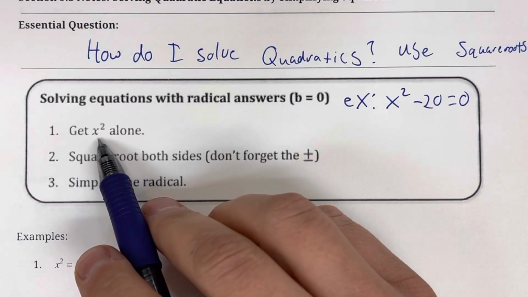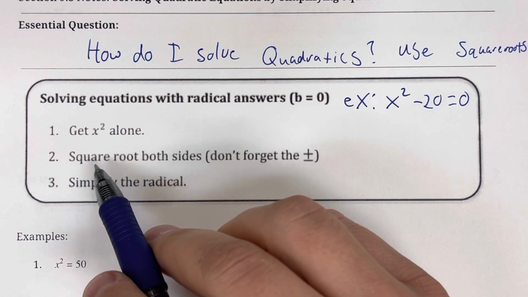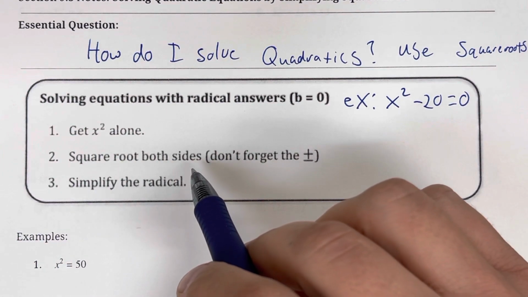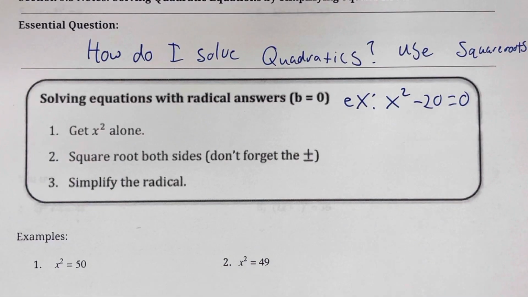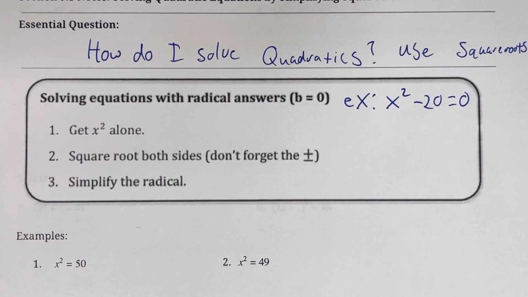All right, what we're going to do is get the x squared alone, and then we are going to square root both sides. Now, the key here is when I take the square root, I have to include both the positive and the negative value. The reason behind that is because there's two ways that I could get to 9. I could get to that by taking 3 squared, or I could also take negative 3 squared. They're both equal to 9. All right. After that, we're going to simplify the radical and we will be done.